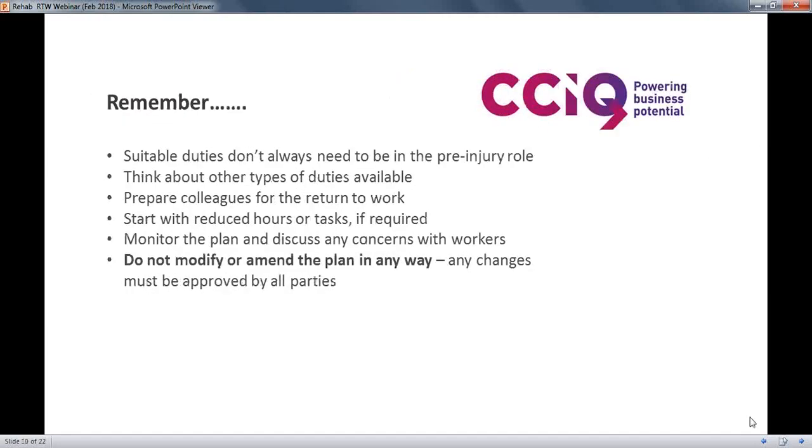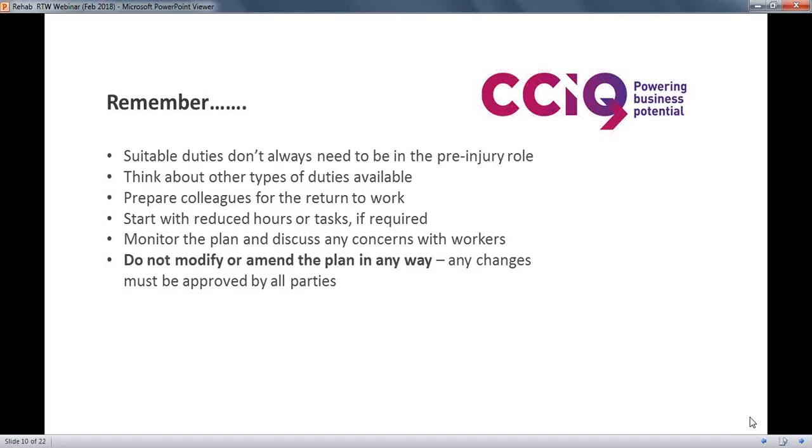So I will continue just on this topic. I know we may have some questions that arise from this, but regarding suitable duties, they don't always have to be in the pre-injury role. So have a think about what other types of duties the person may be able to do within their skills and abilities.